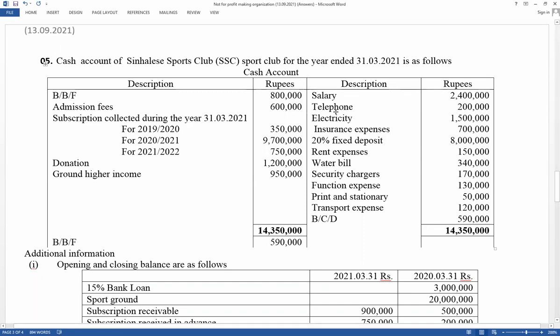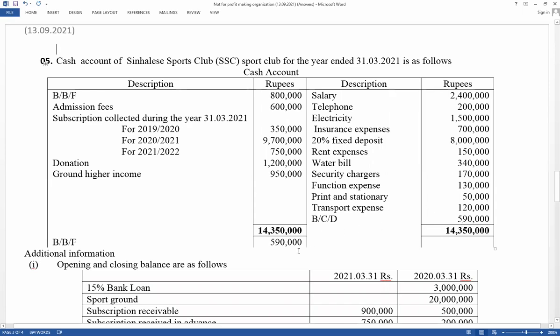Now see the credit side. Salary, telephone expense, electricity expense, insurance expense, all the expenses should be included in income statement also. Given fixed deposits, that is assets. It should be included in financial position, and you have to calculate FD interest also. Next one, rent expense, water bill, security charges, then function expense, printing and stationery expense, and transport expense.